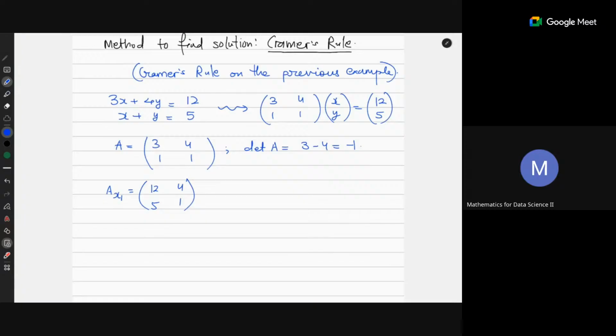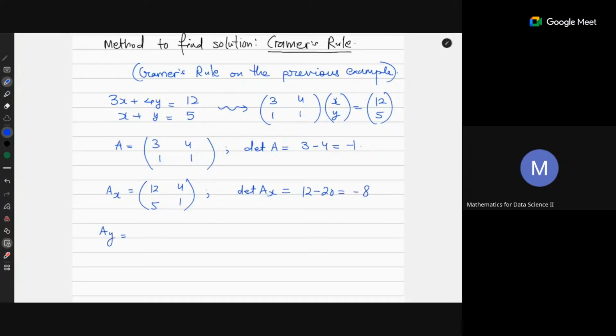Why AX? Because I will use this matrix to find out the value of x in particular, by replacing the first column with the right hand side column vector. Now look at the determinant of AX. What is the determinant of AX? It is 12 minus 20. It is minus 8.